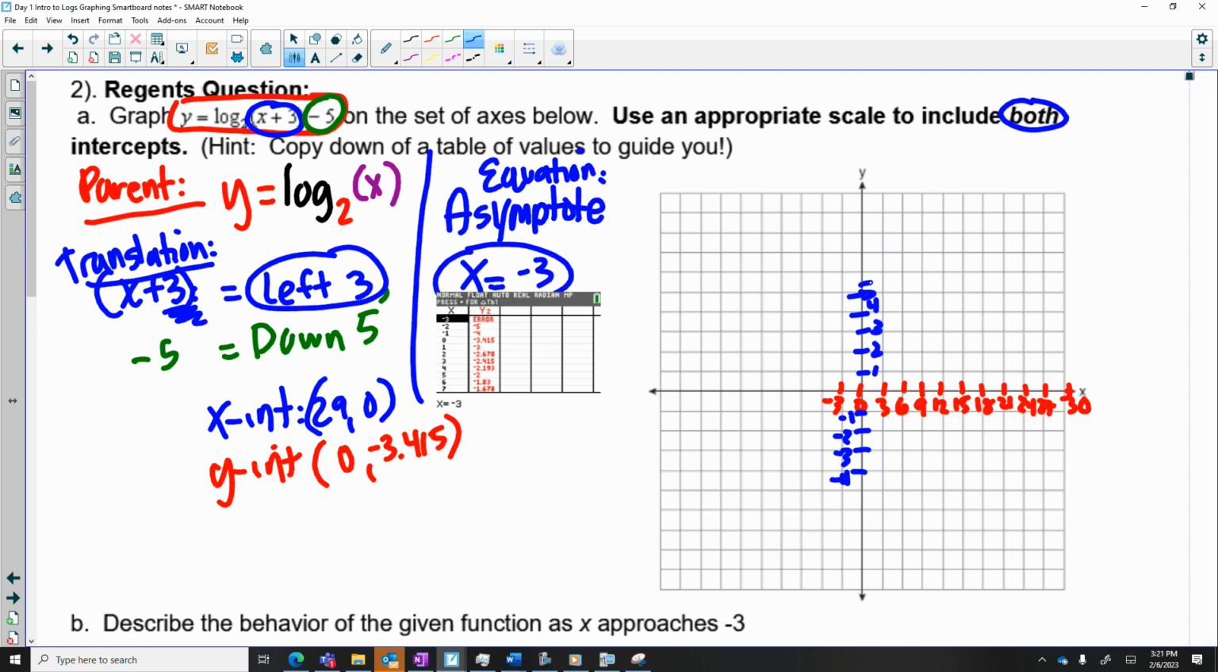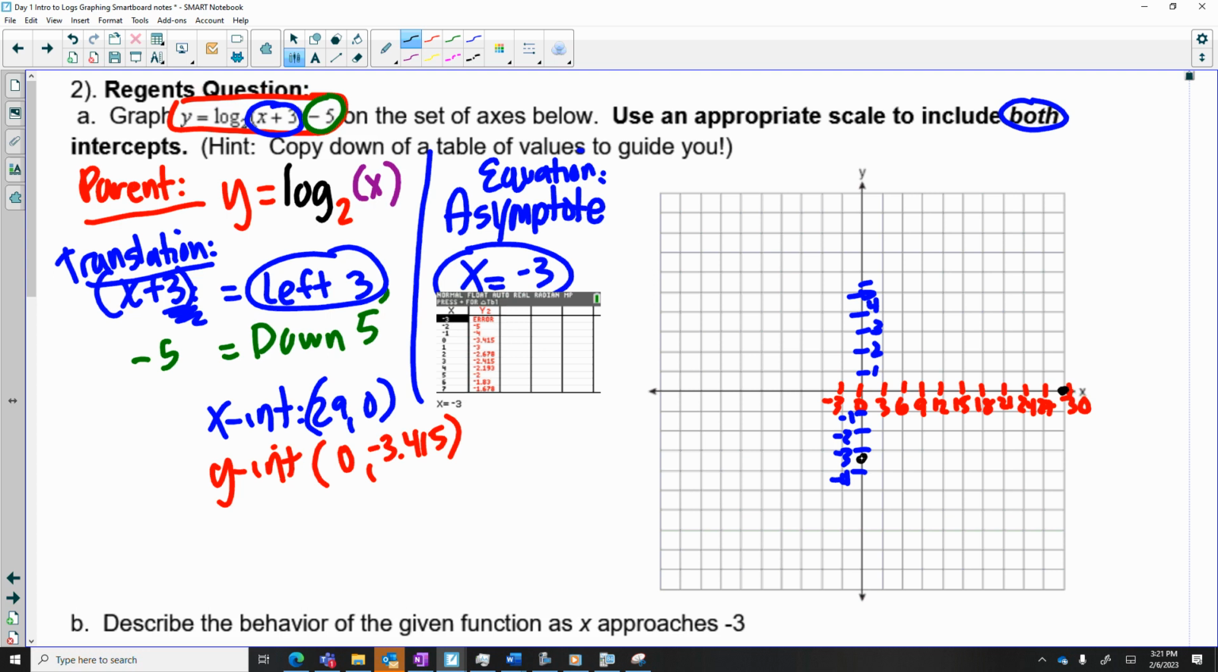Okay, so now I'm ready to sketch a few points here, all right? So I'm definitely going to plot 29, 0, which is my x-intercept. I'm also going to graph 0, -3.4, which is my y-intercept. And then I'm just going to kind of graph a few more points as well.